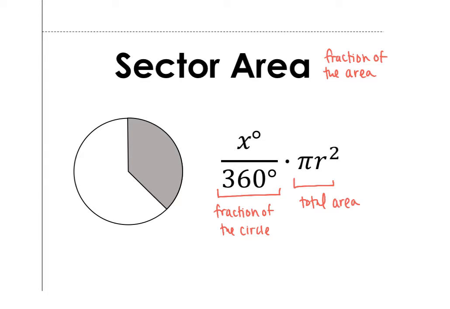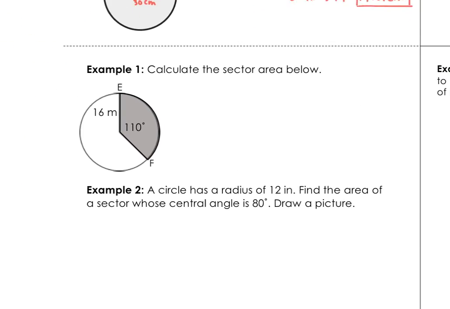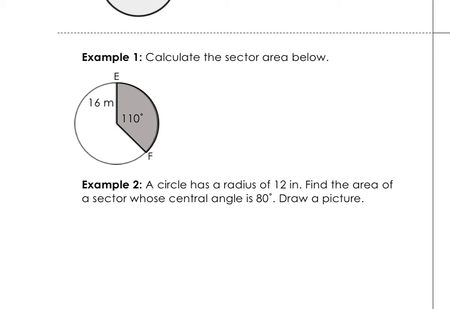In the warm-up, we learned how to find the area of a circle, and it's pi r squared. So it's the fraction of the circle, where x represents the degrees, or the arc, or the central angle measurement, or the arc measure, and the radius is just the radius of the circle. Okay, so let's look at a couple examples here. Example 1, calculate the sector area below.